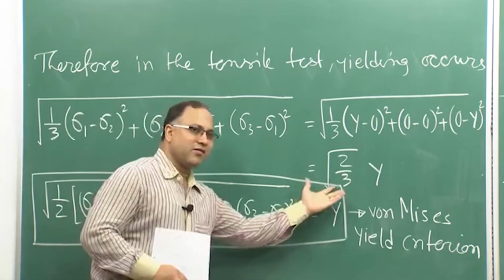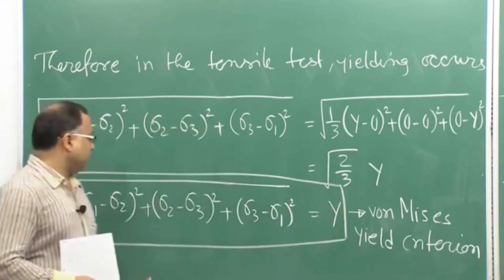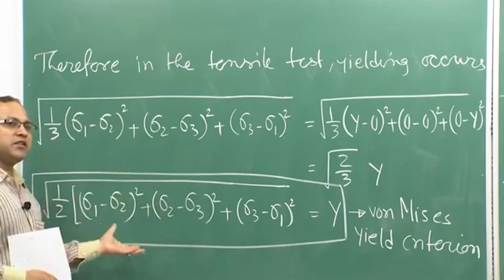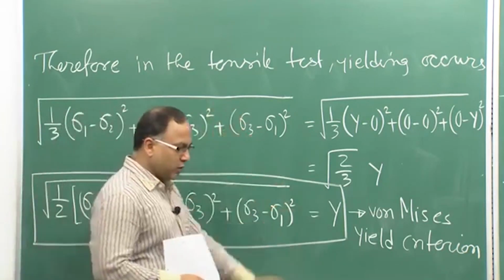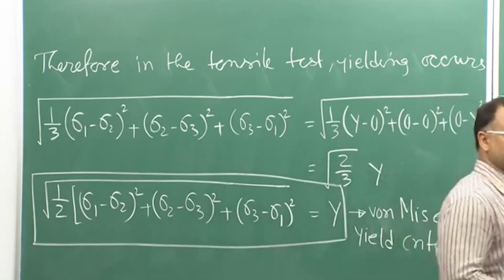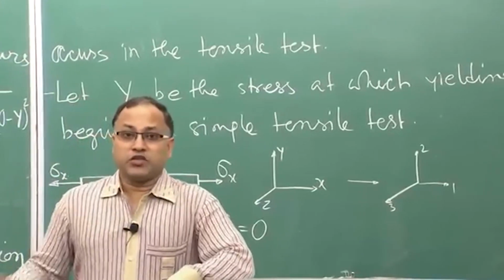This you will be getting from your laboratory experiment. Once you get that, then for any combination of sigma 1, sigma 2, sigma 3, if it is satisfying this equation, then that will cause yielding in that particular material. Okay. So, I will stop here today.